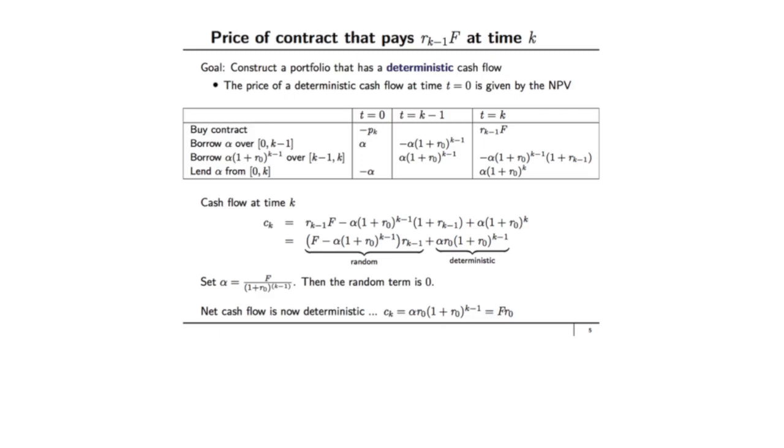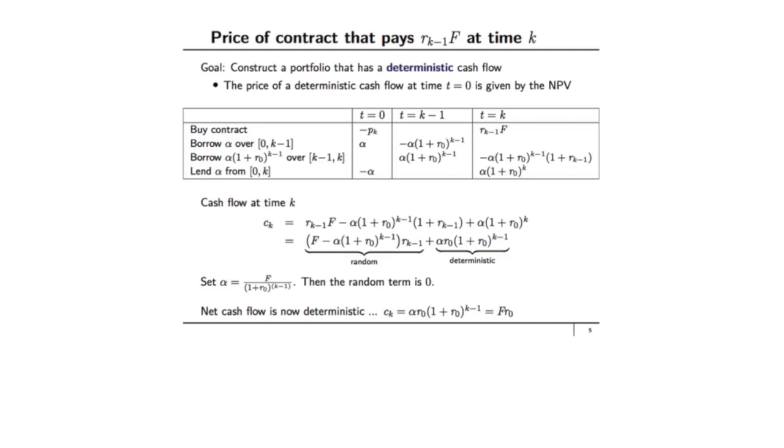I'm going to do this in 2 steps. So far, we've only used the no arbitrage argument to price a deterministic cash flow. Here, we are constructing the price of a contract that pays Rk minus 1 f at time k. Rk minus 1 is not known at time t equal to 0. The price has to be computed at t equal to 0. Rk minus 1 is a random quantity. Its exact value, or its realization, is only known at time k minus 1.